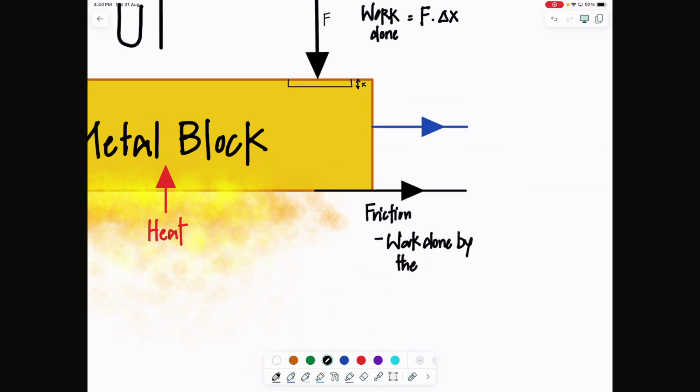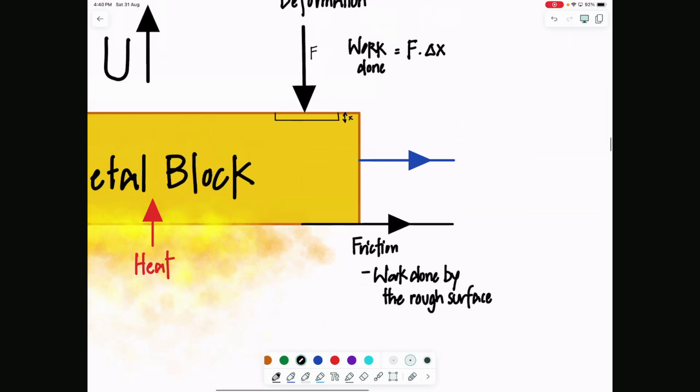Work done by the rough surface. So this is work done. Right, so this is work done. This is also work done.